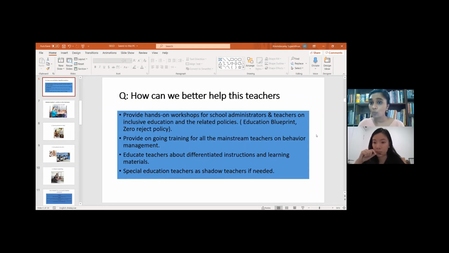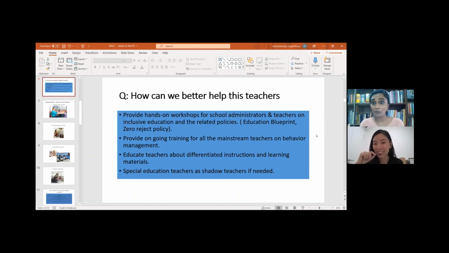Correct. So usually what we do, when we have students for inclusion, and this is the first time inclusion is happening in the school, let's say. In this school, this is the first time we are having inclusion. Thank God that things went on smoothly. So I provided hands-on workshops for the school administrators and also teachers on inclusive education and the related policy. I didn't even prepare my own slides because the Ministry of Education already prepared their own slides. So it carried more weight when I was presenting it. It came with the ministry's logo and so on.